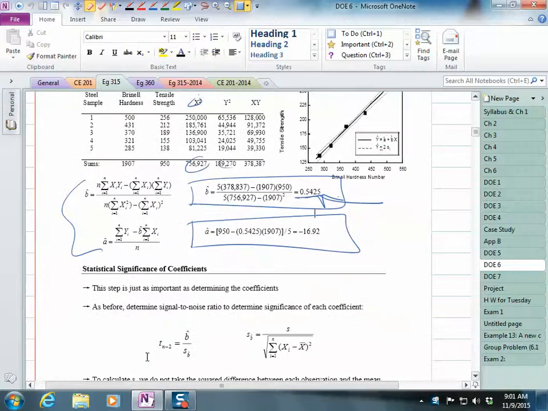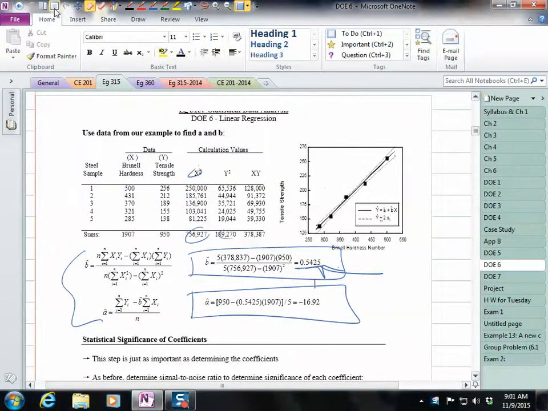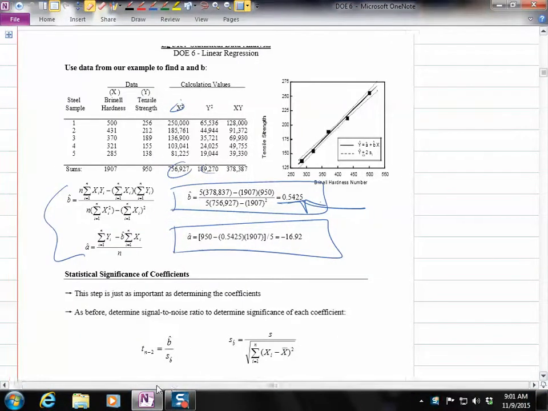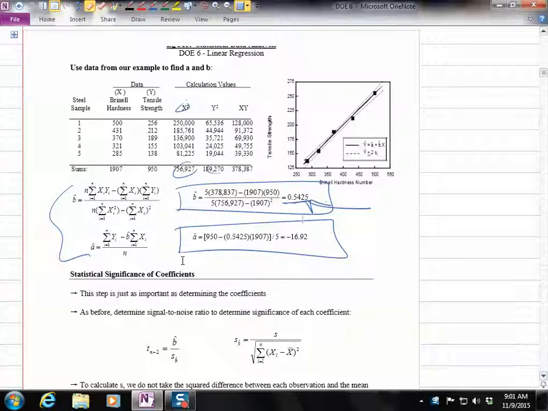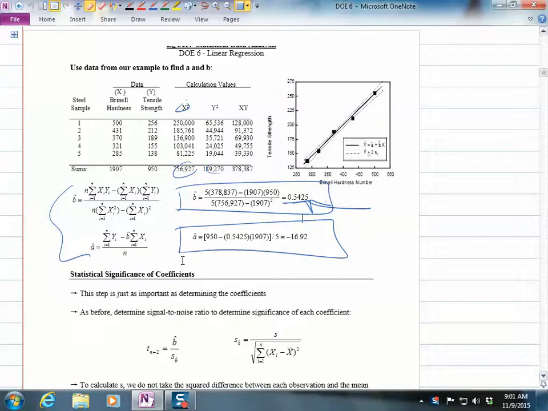All right. We've been talking about linear regression. And there's a pen.